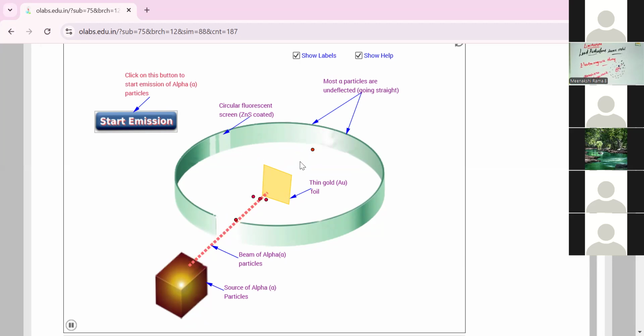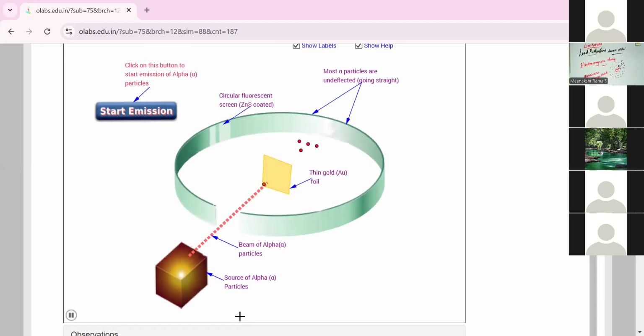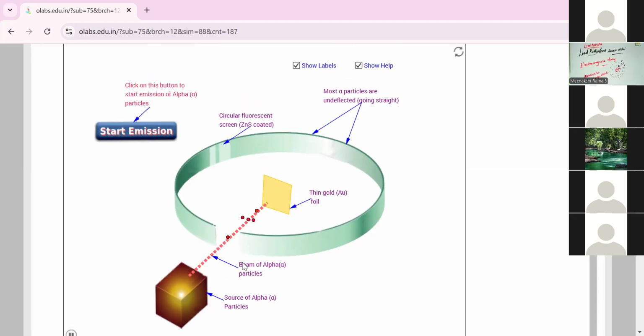Some alpha particles are deflected. Look here. Some alpha particles are deflected, and some bounce back to the same position. From this simulation, we can clearly identify how the alpha particles move. This is the circular fluorescent screen, zinc coated, where the alpha particles arrive. This is the box containing the alpha particles.